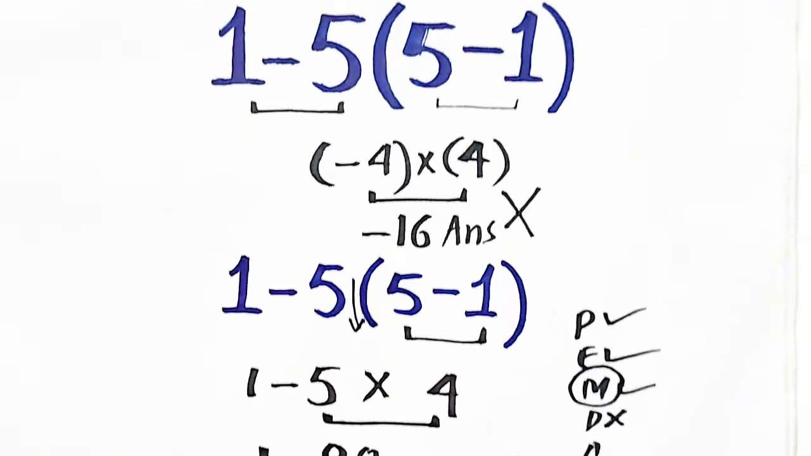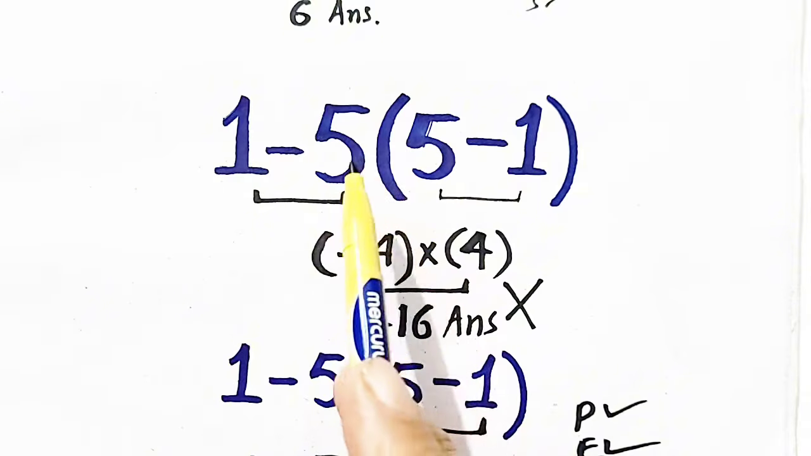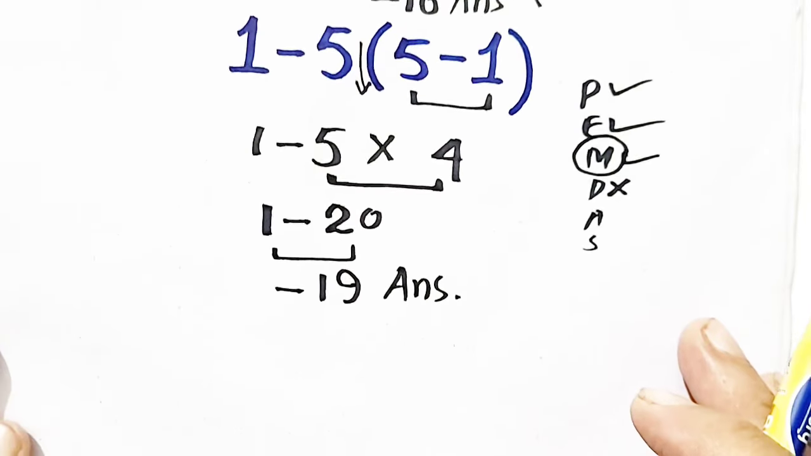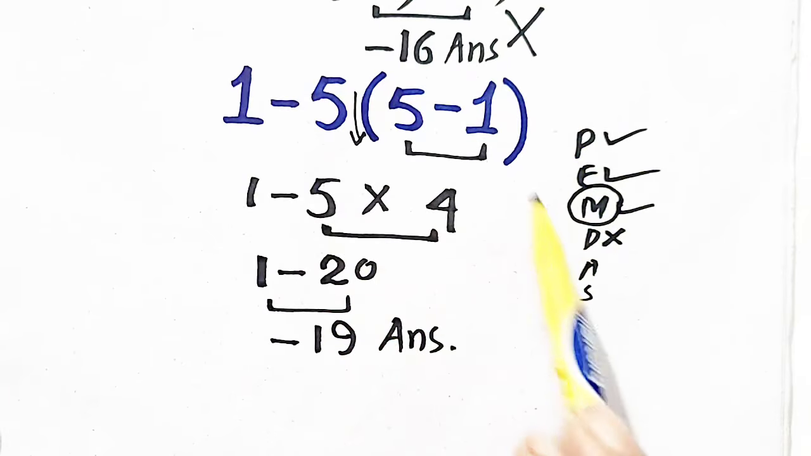In the first case, our answer was minus 16, in which we have not followed the order of operations, but in this, yes, we have followed the order of operations, like the PEMDAS rule or DMAS rule or BODMAS rule, to get the correct answer, minus 19.